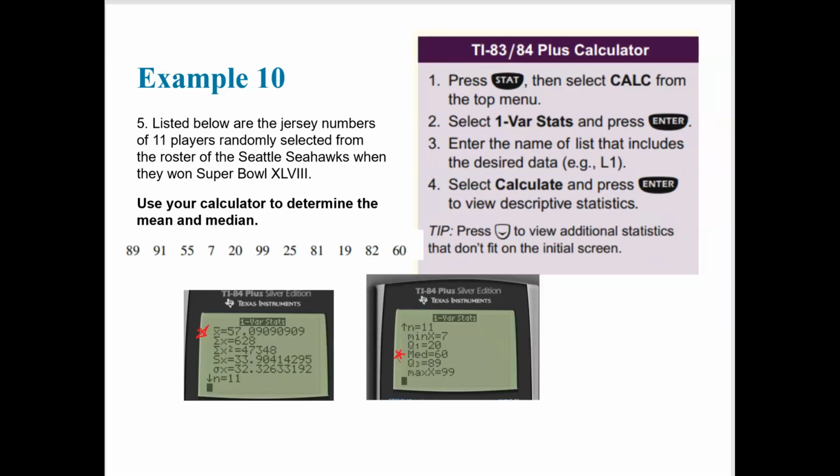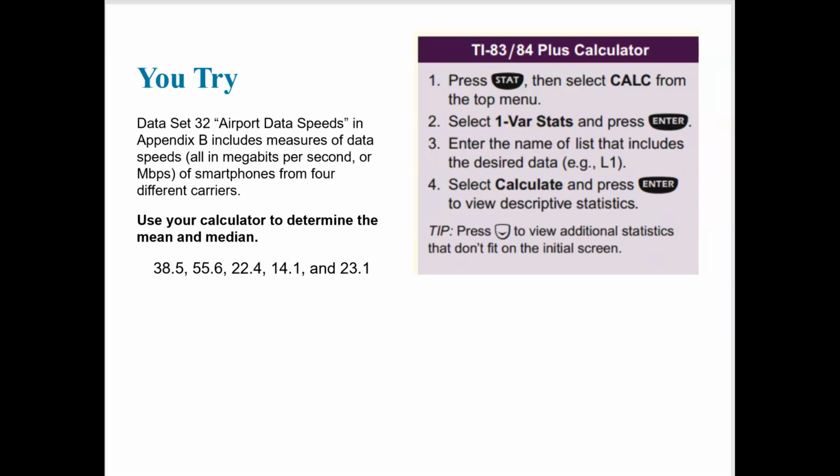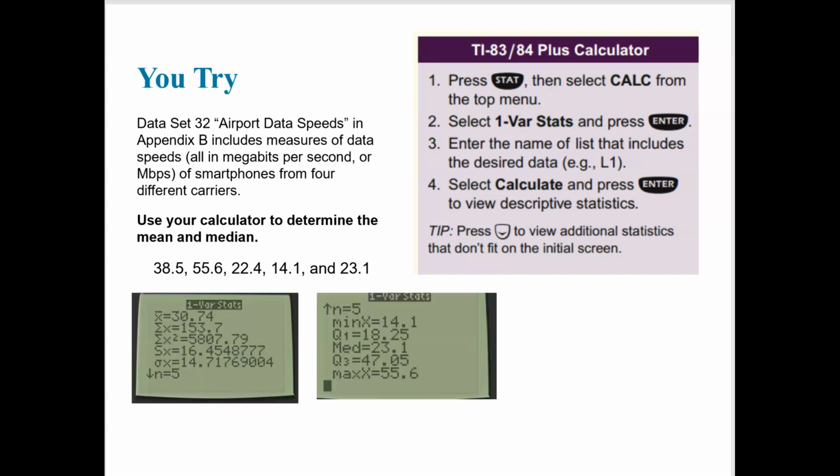And there you go. Go ahead and give it a try with the airport data speeds. Press play when you're ready to see screenshots of my calculator. And there you go. So the mean is right there and the median is right there. And that concludes section 3.1, Measures of Center.